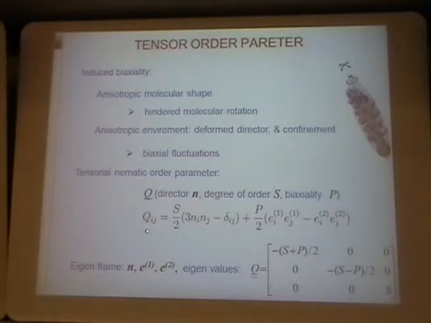So that means the complete description, which is useful for modeling, is a tensor of the nematic order parameter. And we have also heard that in this tensor there are the degree of order and biaxiality present, and then the eigenvectors, which are the main measure giving the frame. While in the eigenframe, the tensor has a very simple description: the degree of order and then the deviation from the degree of order due to biaxiality.